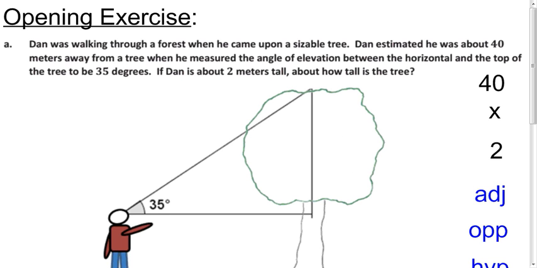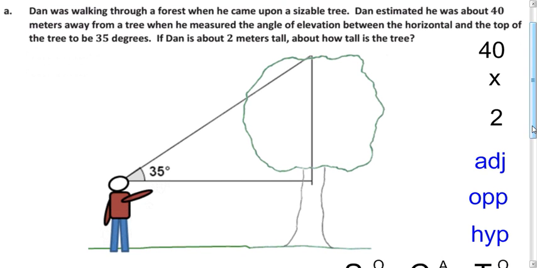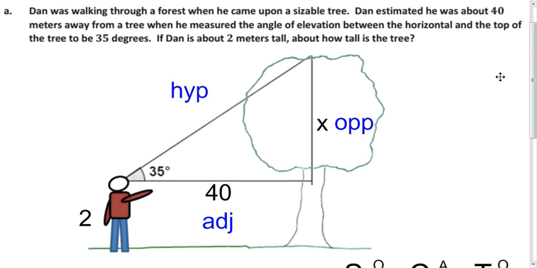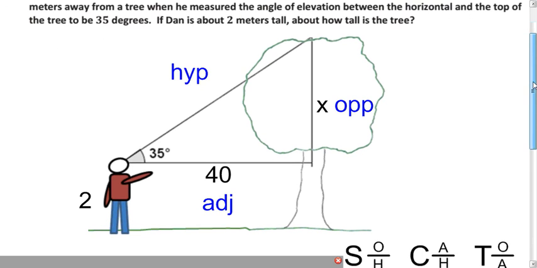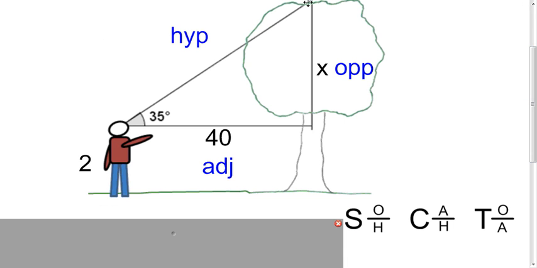So first, as a warm-up, I'd like you to try this problem. I want to figure out how tall this tree is that Dan is looking at. So try that, and then I'll show you my solution. Here's how I labeled my diagram. Which ratio are we going to use here? We're looking for the opposite, and we have the adjacent, so we should use tangent.